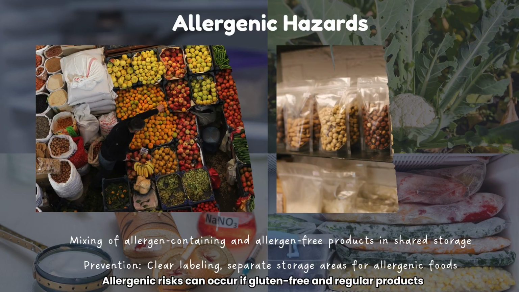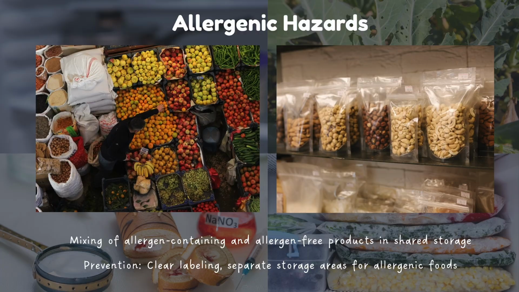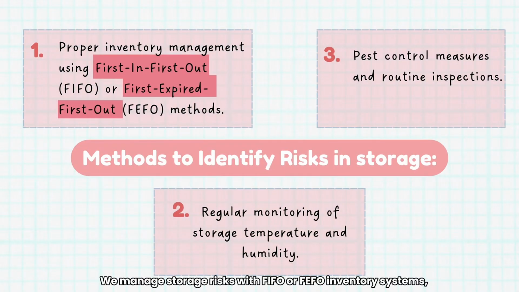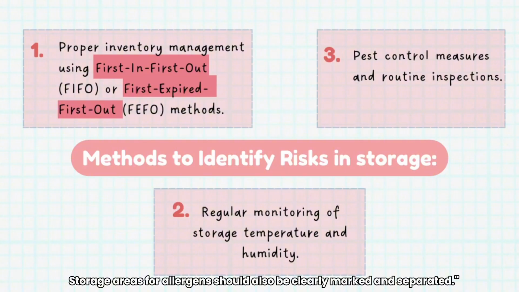Allergenic risks can occur if gluten-free and regular products are stored side by side without labels or separation. Cross-contact here is dangerous for sensitive consumers. We manage storage risks with FIFO inventory systems, regular pest control, and monitoring of temperature and humidity. Storage areas for allergens should also be clearly marked and separated.